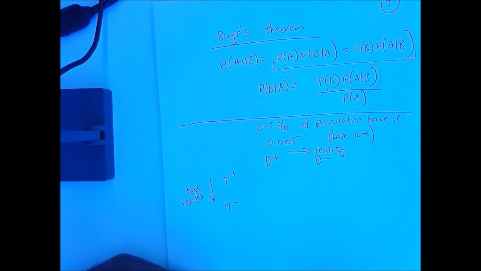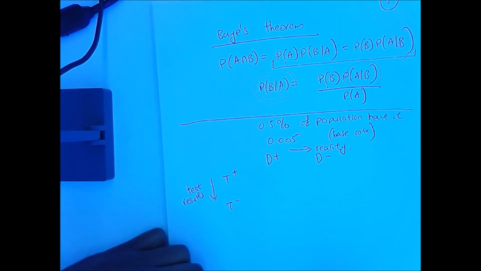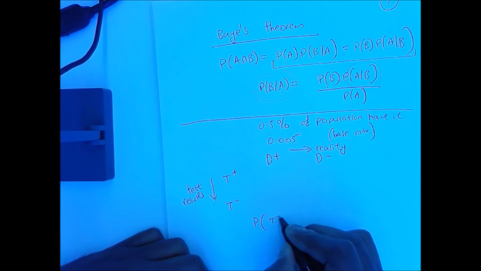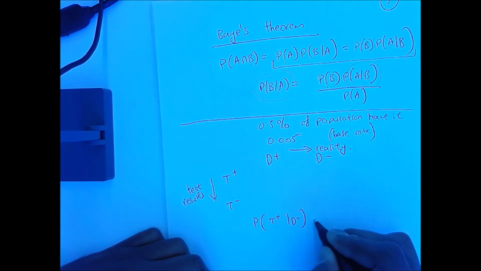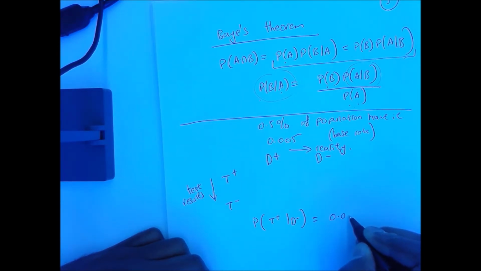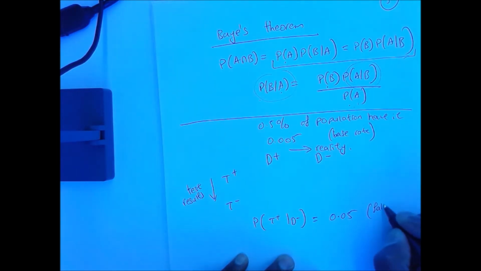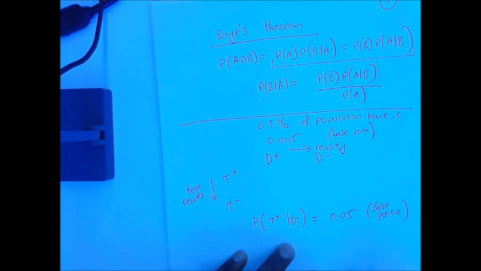Okay, so now the test is accurate with a 5% false positive rate. That means the probability that the test tells you have a disease, given that you don't have the disease, is equal to 0.05. This is called a false positive. That means you don't have a disease, but the test tells you that you do.